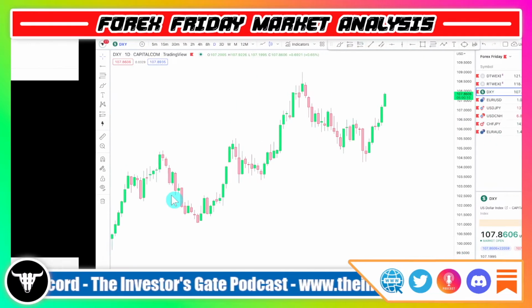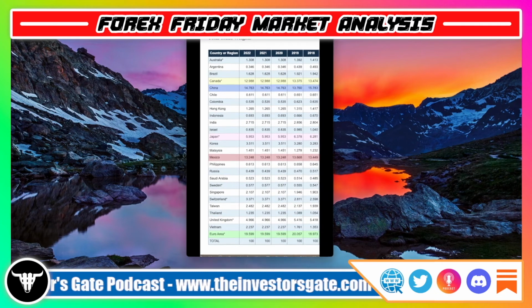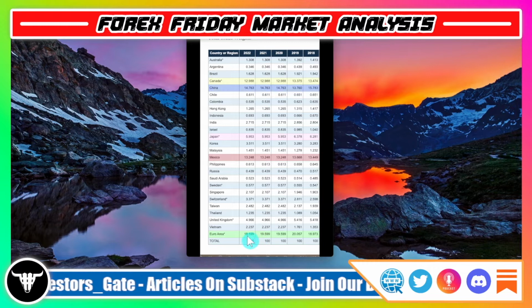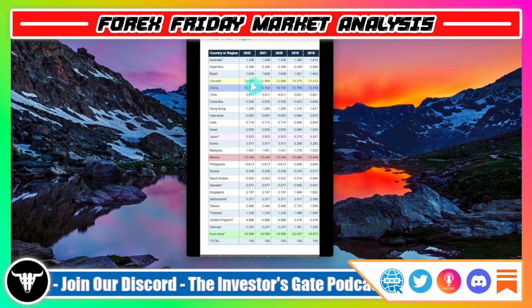And actually, I have a little picture right here I can show. So this is the trade-weighted index for 2022. It gets changed every year, so the weighting will adjust. But for the most part, you can rely on the first, second, third, fourth weights being the same. So right here, the euro area is about 20%, 19.5% of the trade-weighted index. And then you have China, 14.7, Mexico, 13.2, Canada, 12, basically 13, and so on.